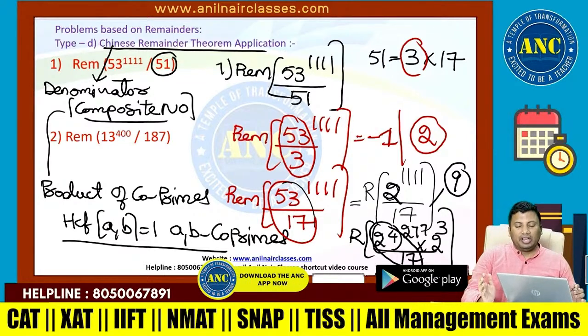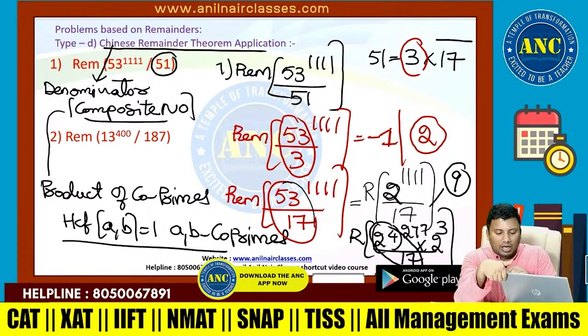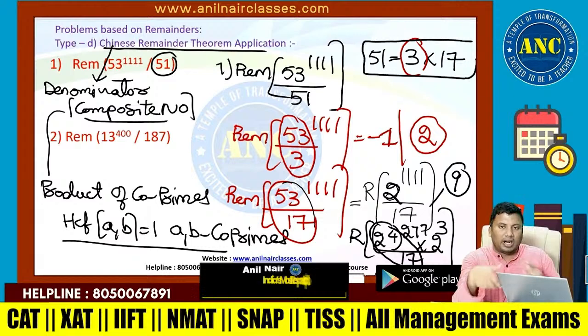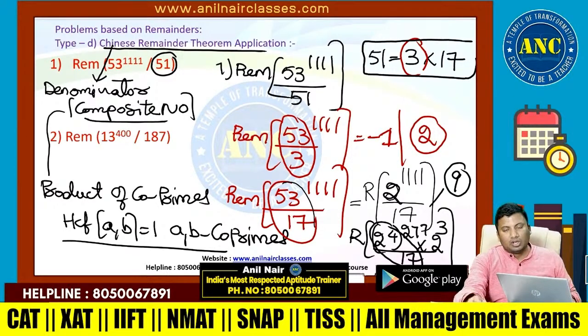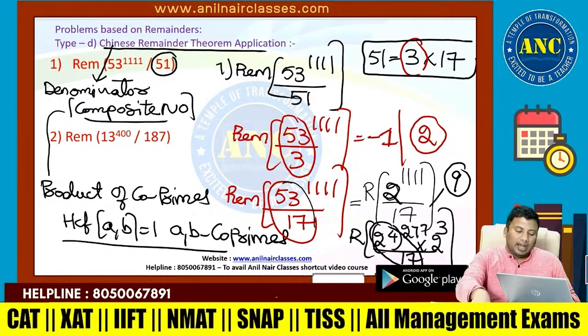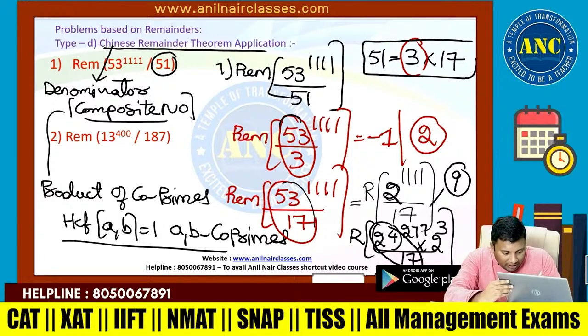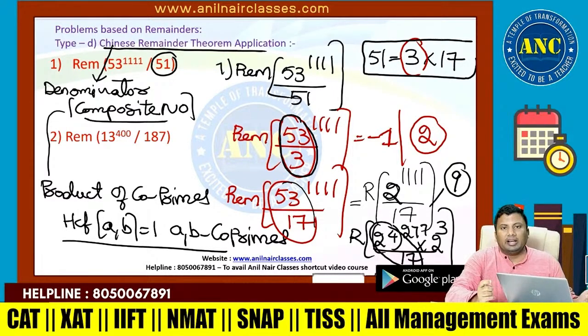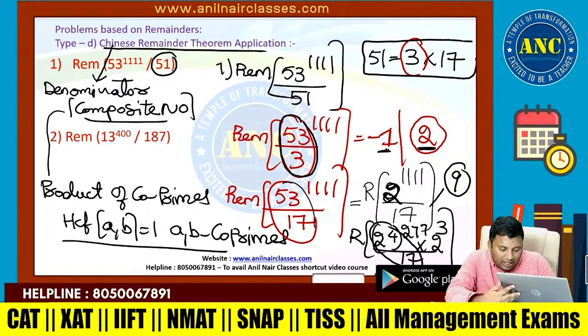51 is a composite number. I wrote the composite number as a product of coprimes. So I wrote it as 3 and 17. 53 divided by 3. 3 18s are 54. Negative remainder minus 1. Positive remainder 2. 53 divided by 17. 17 3s are 51. Remainder is 2 power 11111 divided by 17.